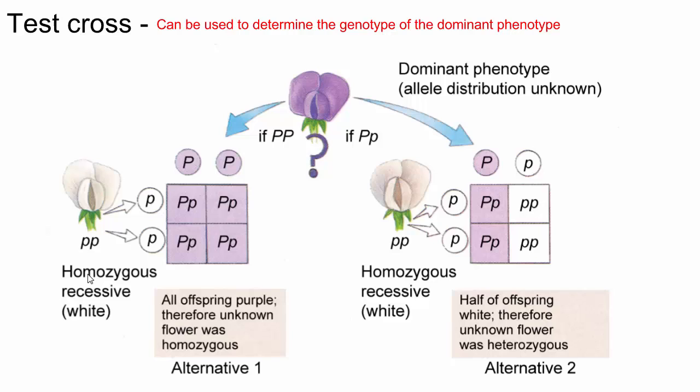If the original plant was homozygous dominant, we're going to find all of the offspring purple 100% of the time. If the original plant that we're studying was heterozygous, we're going to expect that 50% of the time it's going to be purple, and the other 50% is going to be white. So that's what a test cross does. It tells us about the parent.